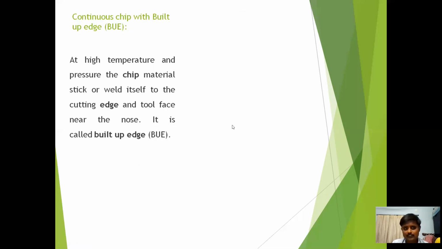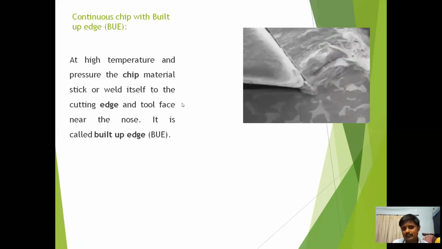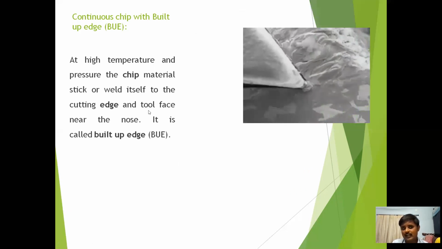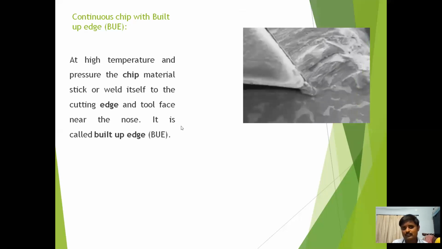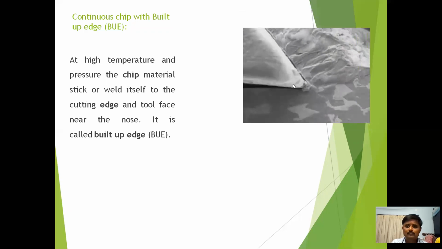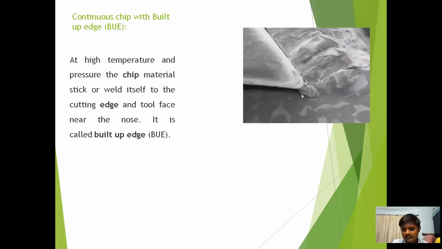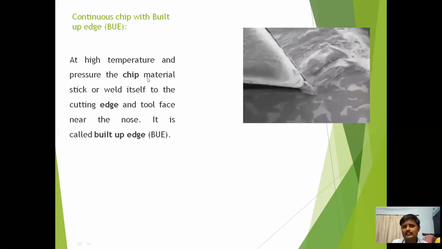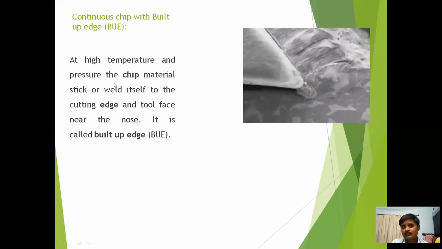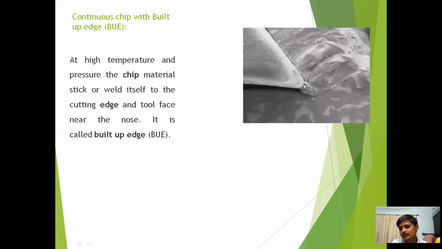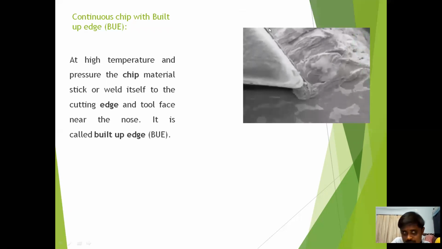Now the next one is a continuous chip with a built-up edge. At a high temperature and pressure, the chip material sticks or welds itself to the cutting edge and the tool face near the nose. It is called a built-up edge. As we know, when the cutting tool is moving along the workpiece surface, heat will be generated because of the friction. At a high temperature and pressure, the chip material is going to stick to the cutting edge.